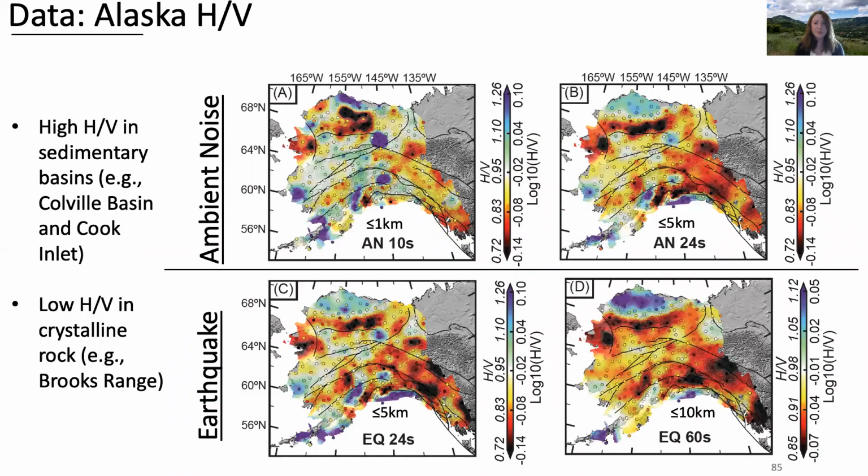Here we show the results for each station and interpolated onto the underlying grid from ambient noise cross correlations at 10 and 24-second periods, as well as from teleseisms at 24 and 60-second periods. We observe higher HRV ratio in the sedimentary basins, including the Colville and Cook Inlet basins, and lower HRV in crystalline rock in the Brooks Range.